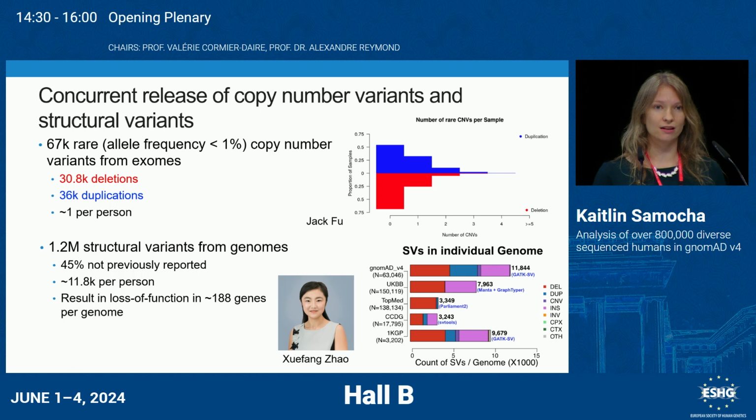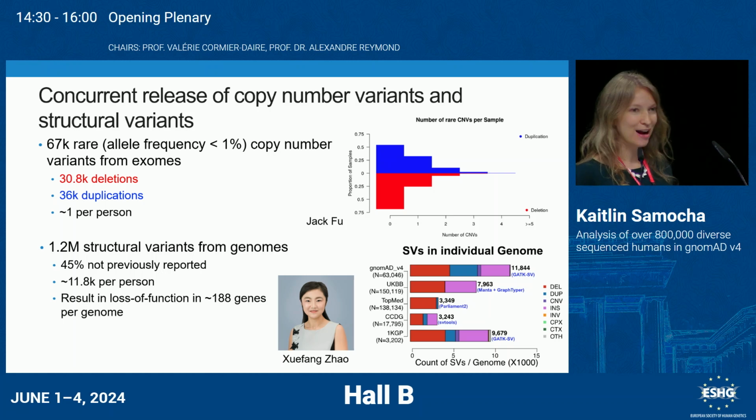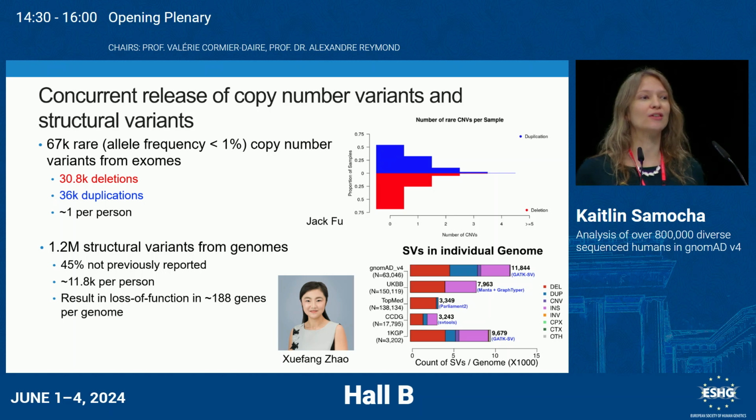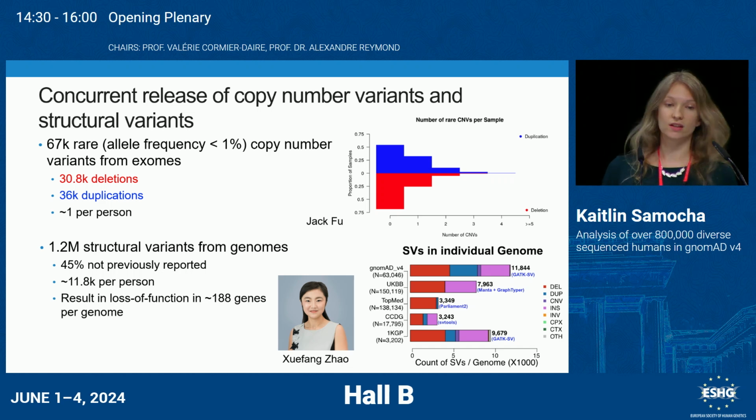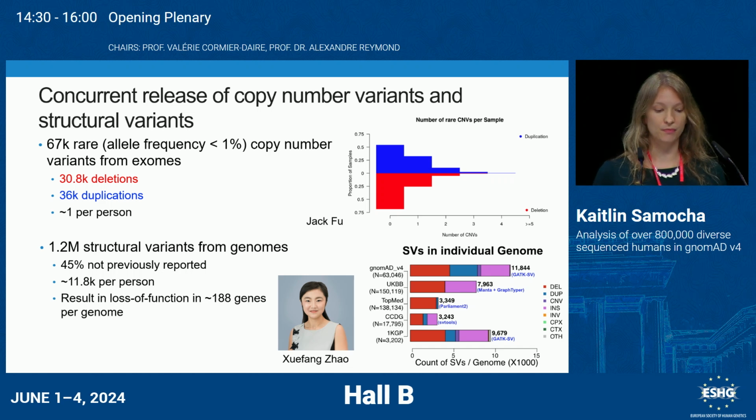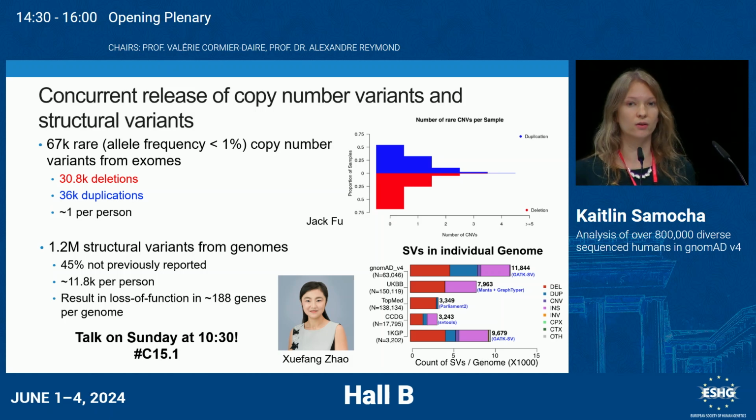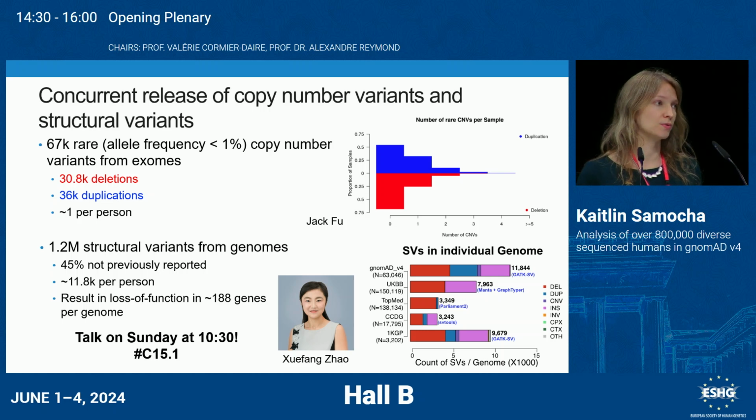and they result in a loss of function in roughly 188 genes per genome, though of course the genes that are impacted by these are those that are more tolerant of being lost. So that's depicted over on the right of the slide, and I should say that we have a talk on this on Sunday at 10:30 from Zhufeng Zhao, who's leading this structural variation work, and she's going to dig into more of the non-coding aspects of this as well, because that's one of the exciting things about having genomes within the data set.